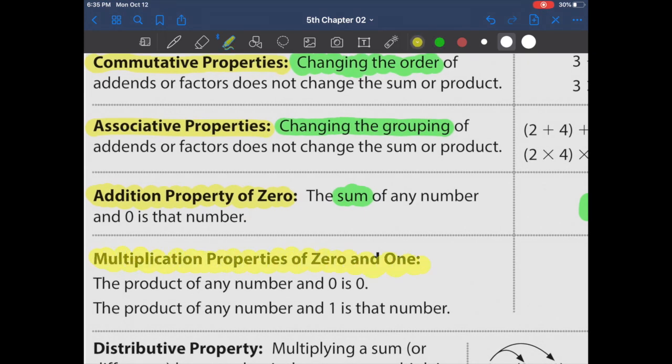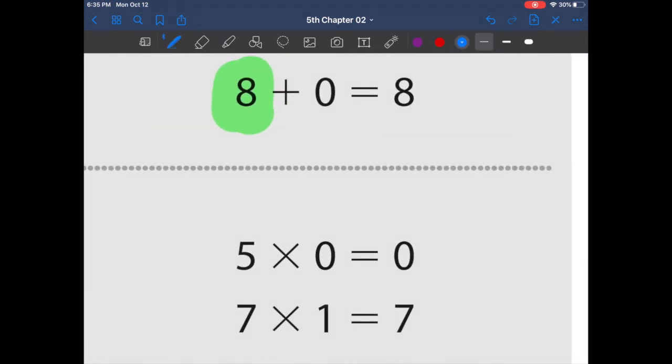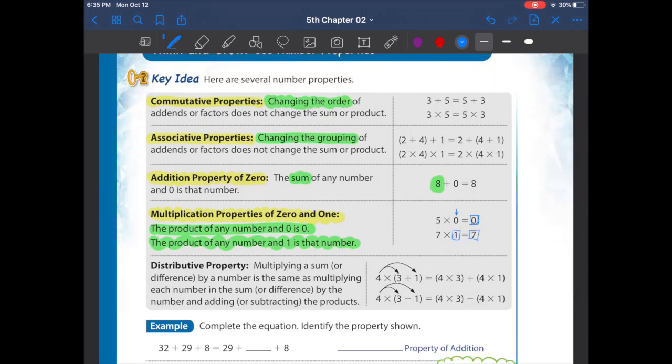Now let's do the next one. The multiplication property of 0 and 1. Well, we know that anything multiplied by 0 is going to get us 0, no matter what. 4 times 0, 5 times 0, 10 times 0, it's going to get us 0. And then any number multiplied by 1 is just going to give me that specific number, right? So let's take a look. We know 5 times 0, or anything times 0, will get us 0. So that's the multiplication property of 0. And then anything multiplied by 1 is that number. So that's the multiplication property of 1.